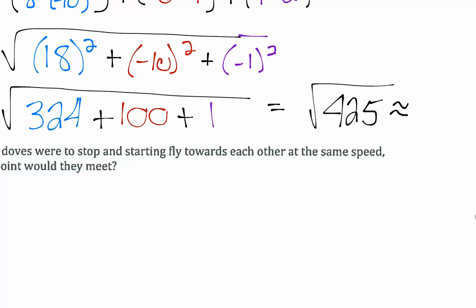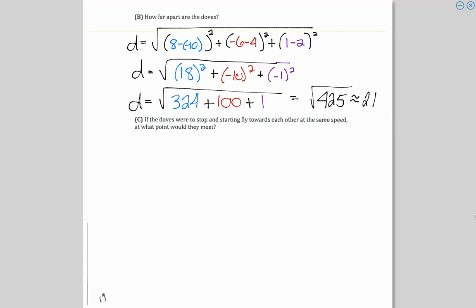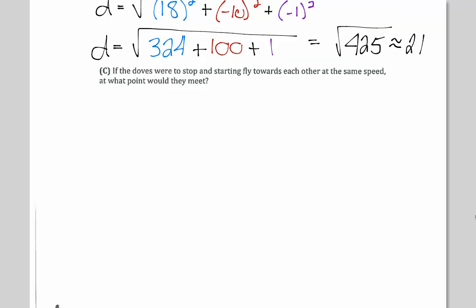Which is about 20.6. So about 21. If the doves were to stop and start flying towards each other at the same speed, at what point would they meet? So if here's the two doves, and they were to start flying towards each other at the same speed, they would meet right in the middle of their total distance.